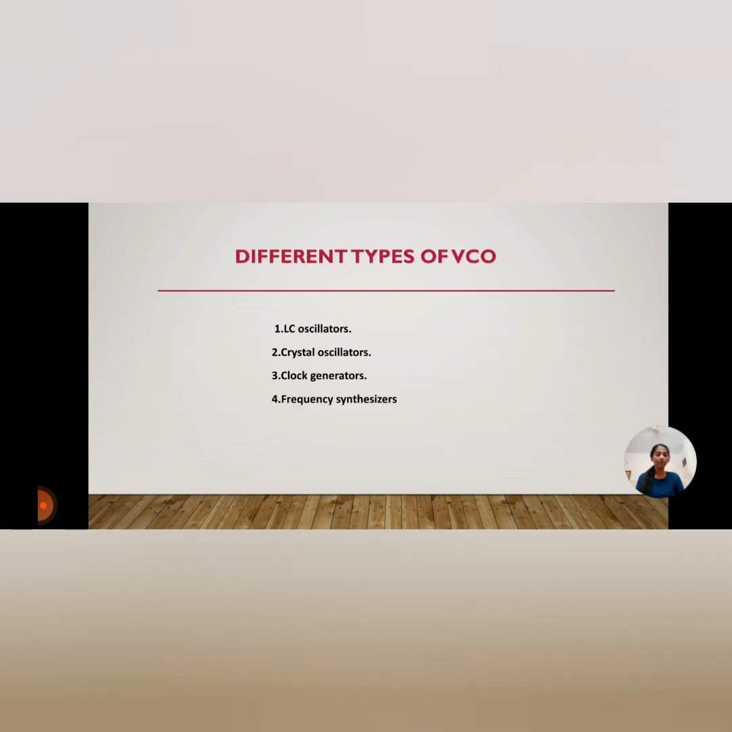Different types of VCO, that is the voltage control oscillator. First one is LC oscillators. LC oscillator means inductor and capacitor oscillators. Second one is crystal oscillators. Third one is clock generators, and last one is frequency synthesizers.